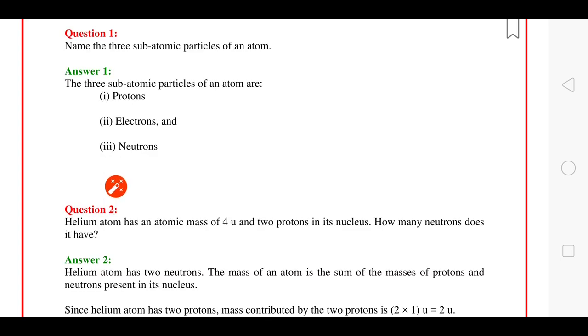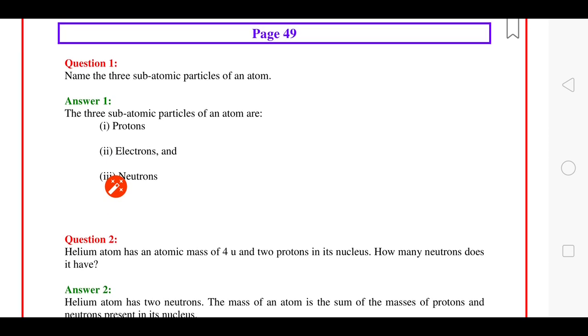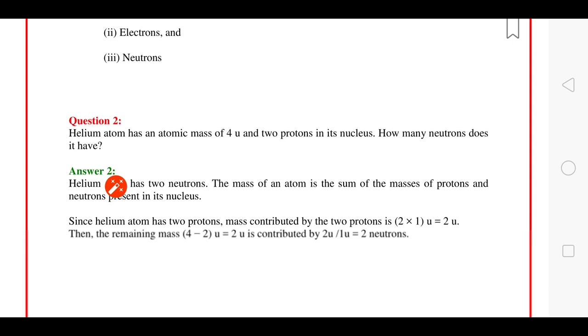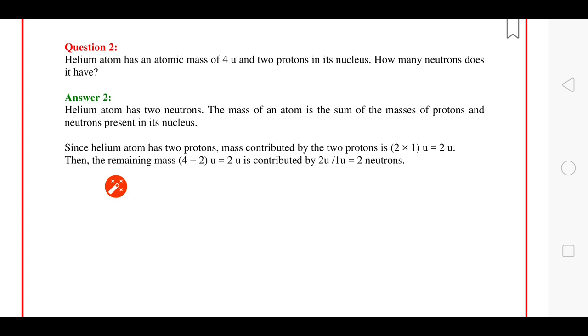Next question is, name the three subatomic particles of an atom. The three subatomic particles of an atom are protons, electrons, and neutrons. Next question is, helium atom has an atomic mass of 4 units and 2 protons in its nucleus. How many neutrons does it have? The answer is, helium atom has 2 neutrons.